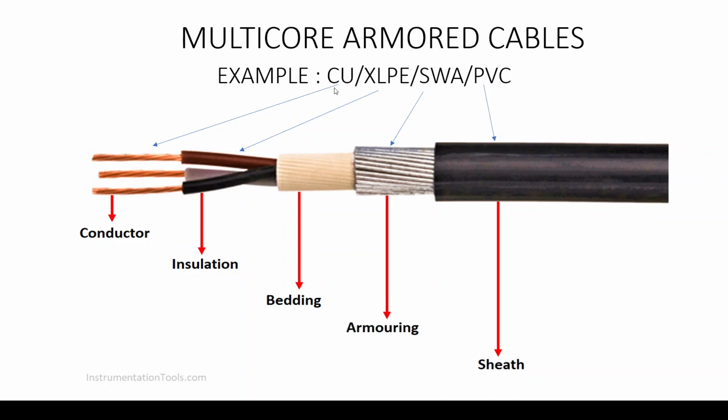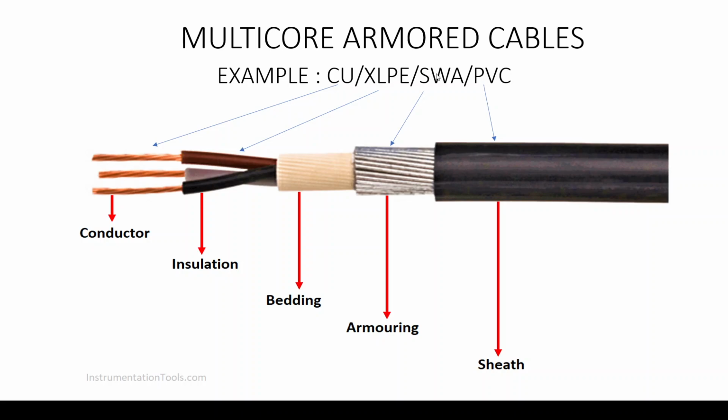Aluminium would typically be used in single core cables due to its magnetic properties. Then XLPE is the insulation directly above the conductor. This can be PVC or XLPE. It can even be, let's say, a fire retardant material, for example.